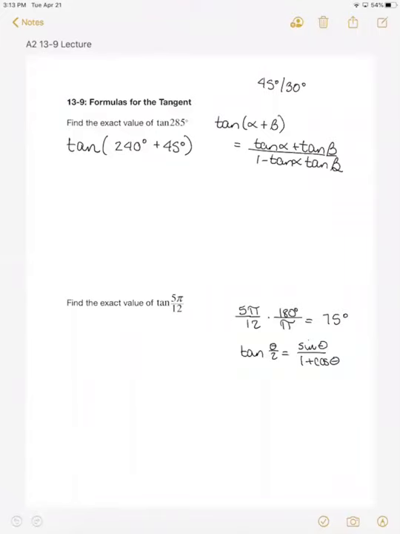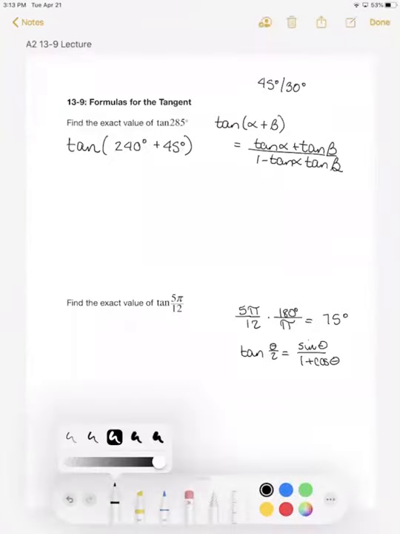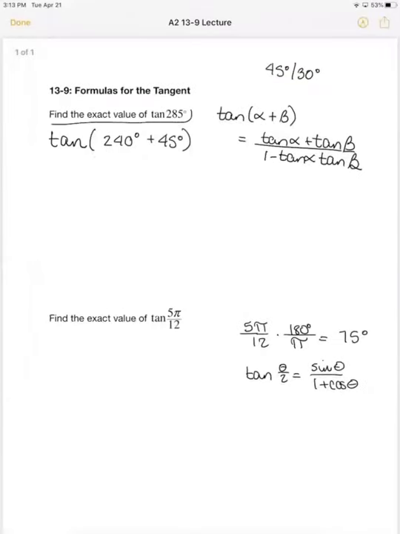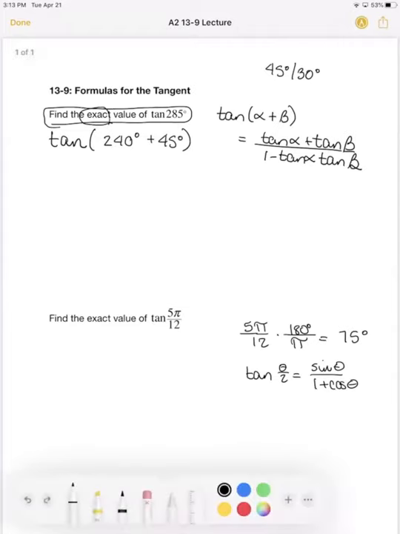I'm going to start with this top right here. Find the exact value of the tangent of 285 degrees. Okay, exact value, I think you know by now. That means that we are going to use our special triangles on that. Now, we want to find the tangent of 285. Well, can I think of 2 angles that add up to that value?